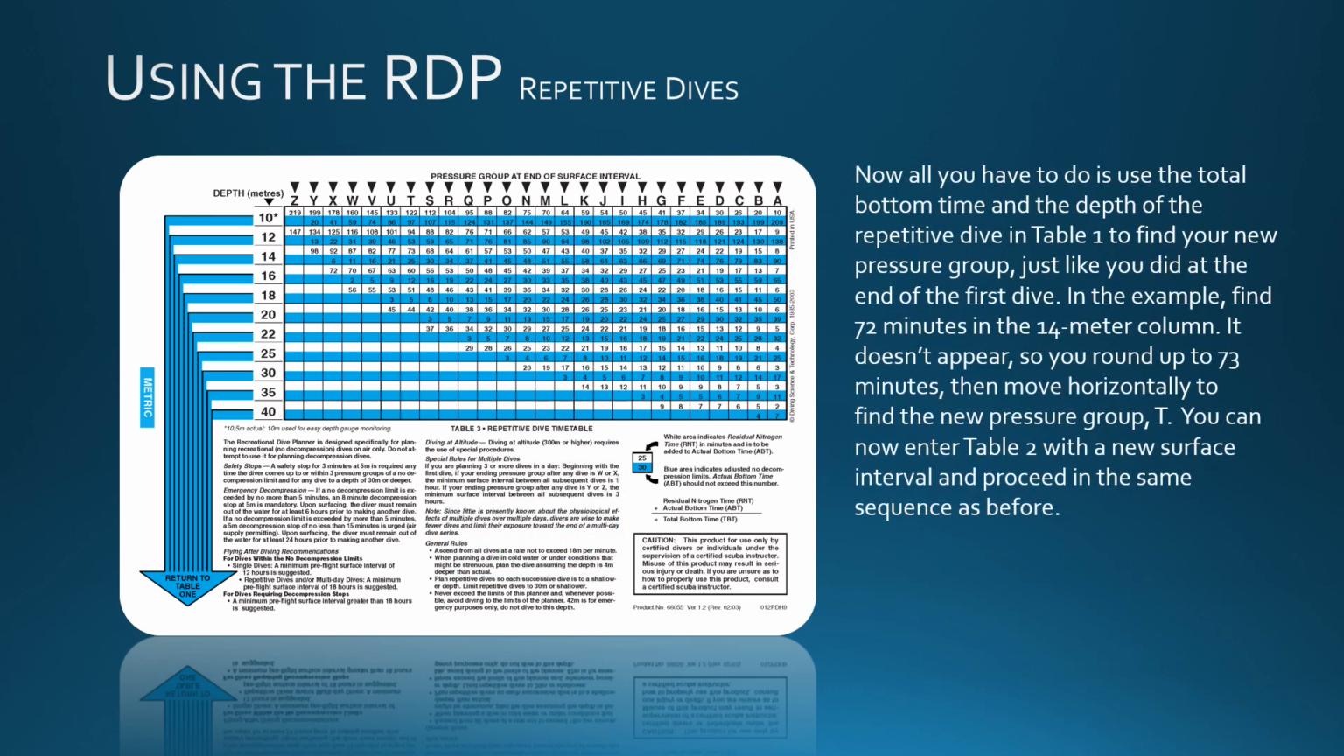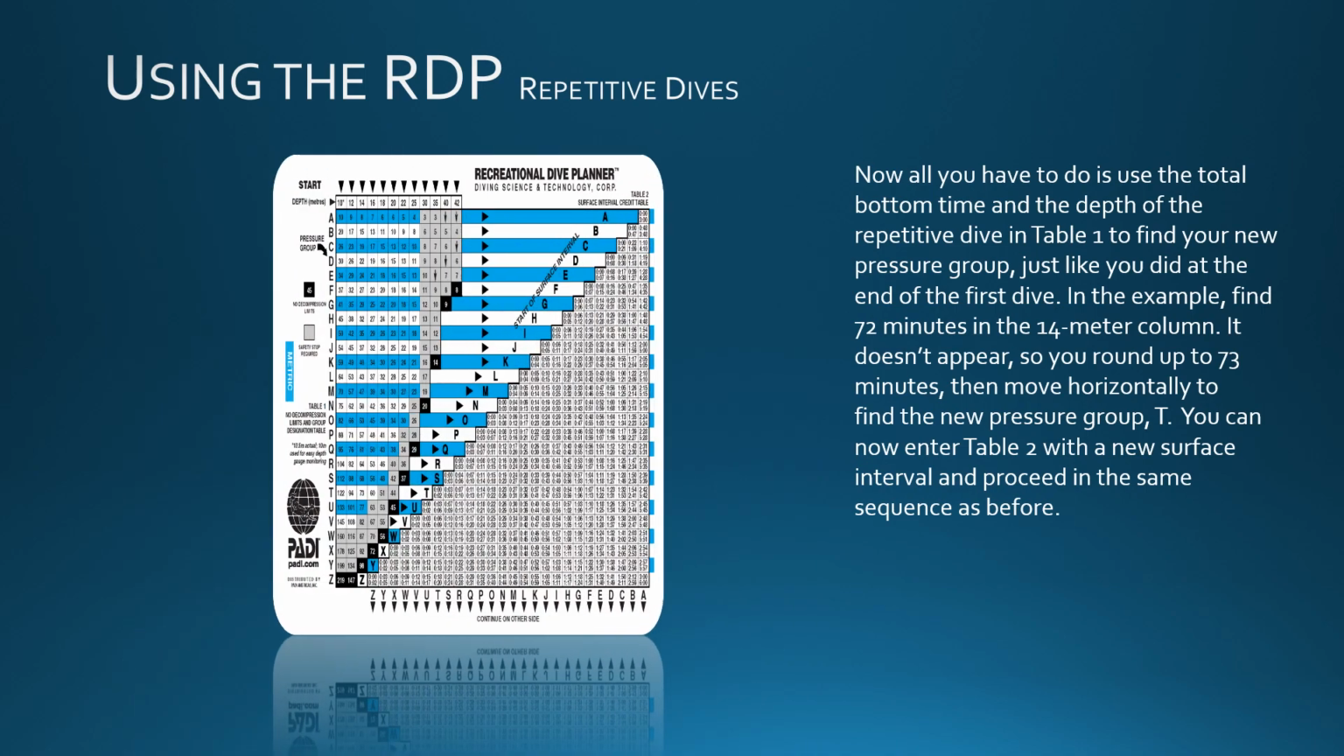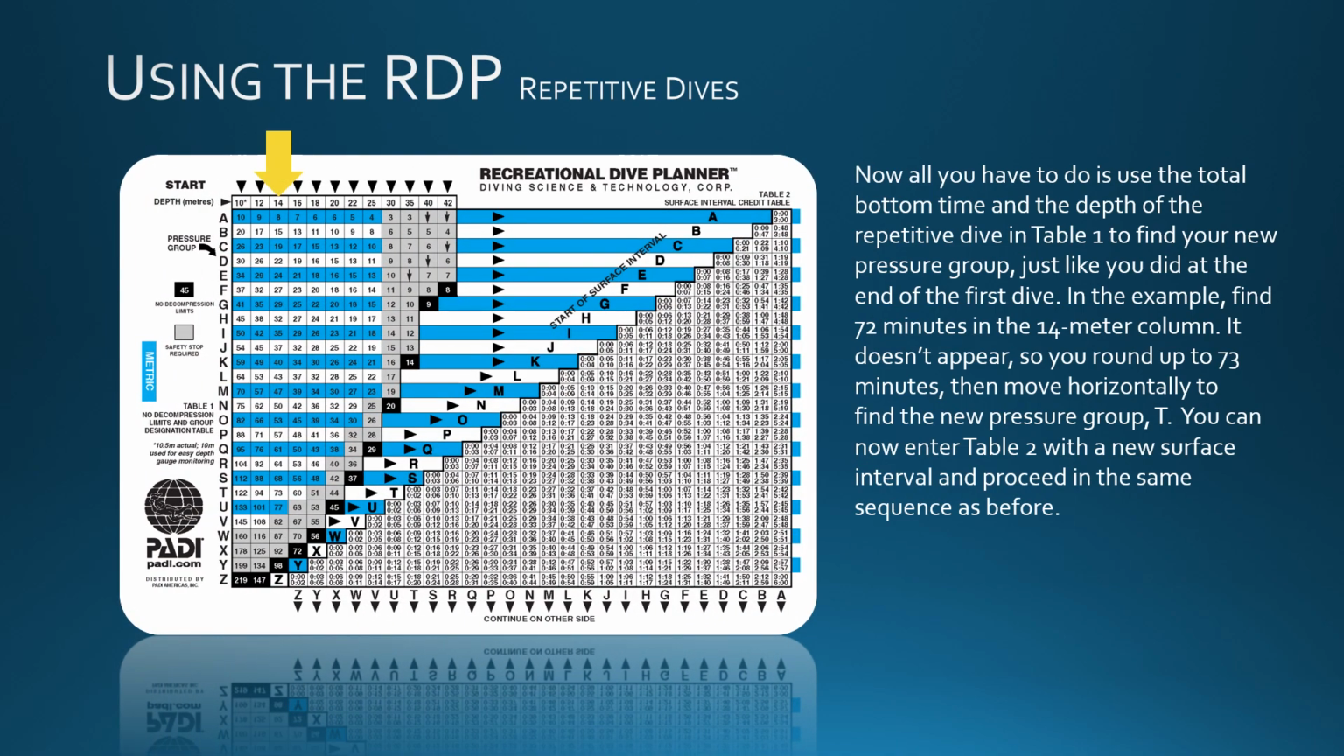We use the TBT to determine our ending pressure group. Back in table 1, we followed the depth row over to 14 meters because there's no 13 meter column, and then we scroll down until we find 72 or the next higher time. We stop at 73 and follow across until we come to letter T. That's our pressure group after surfacing from our second dive. Pressure group T.